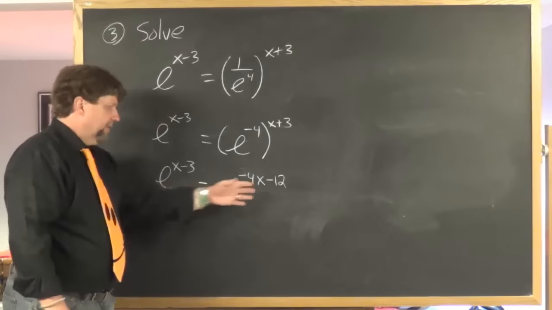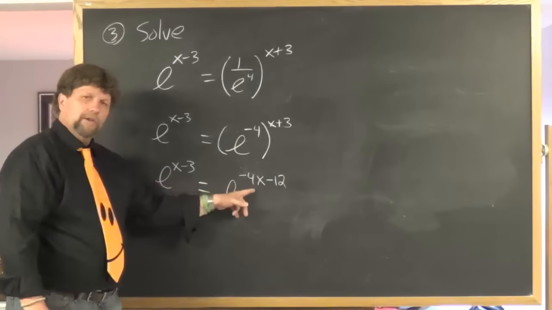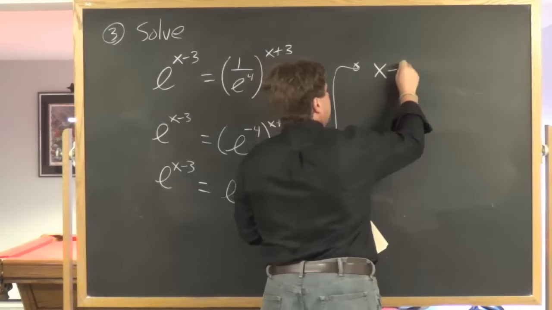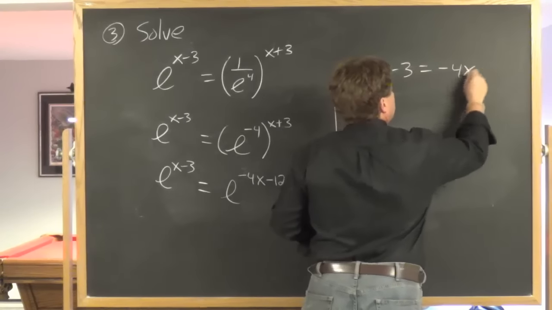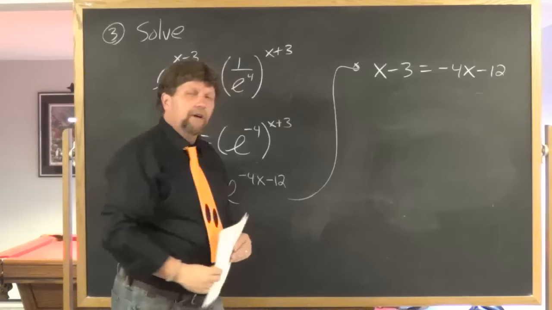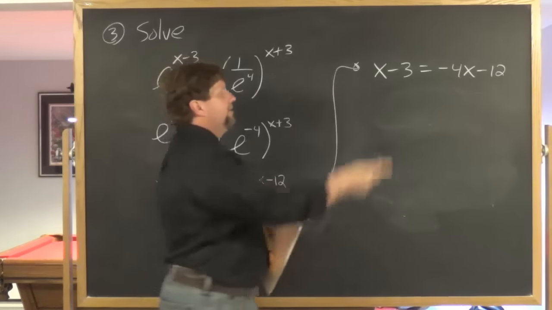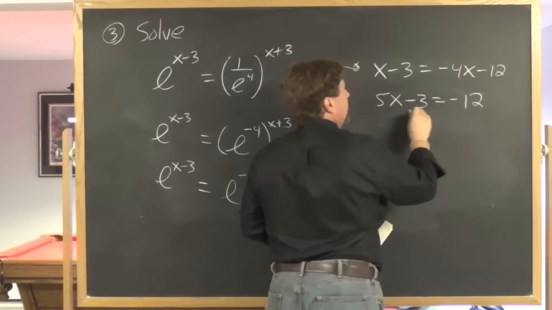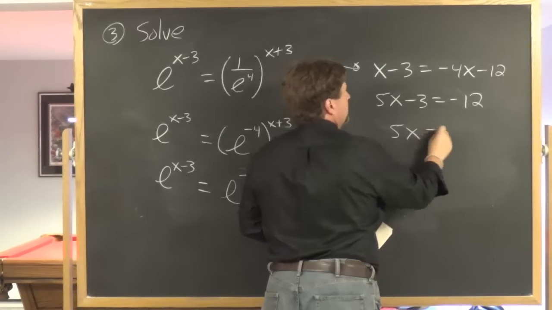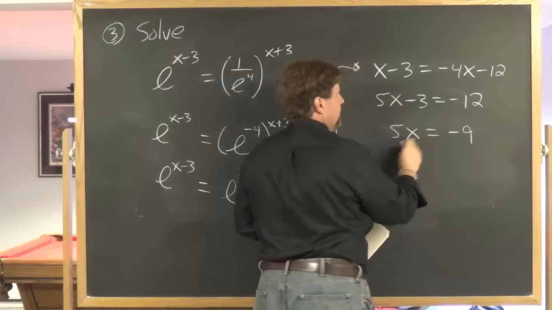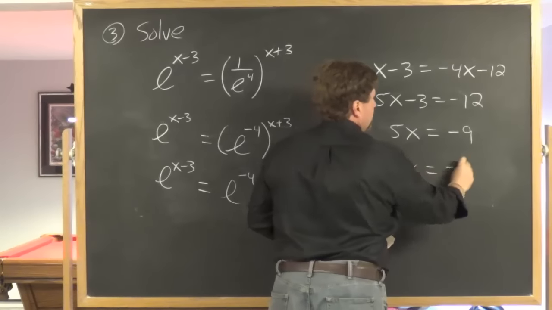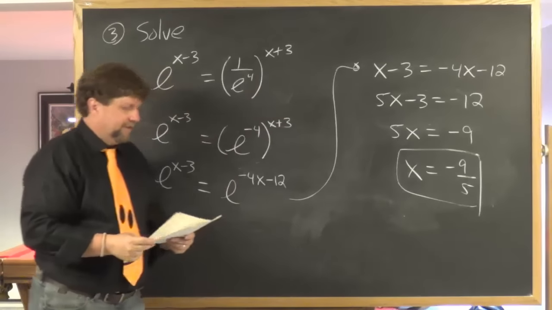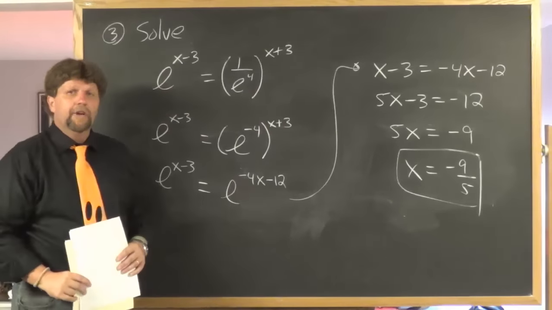Bases are the same. In order for this to be a true statement, these exponents have to be equal. So if I tag it on over here, and I set the exponents equal to each other, well, now all I have to do is solve for x. And I'll start off by adding 4x to both sides. So I get 5x minus 3 is negative 12. Add 3 to both sides. So I get 5x is negative 9. Then divide both sides by 5. And I get x equals negative 9/5. And that's the solution for number 3.